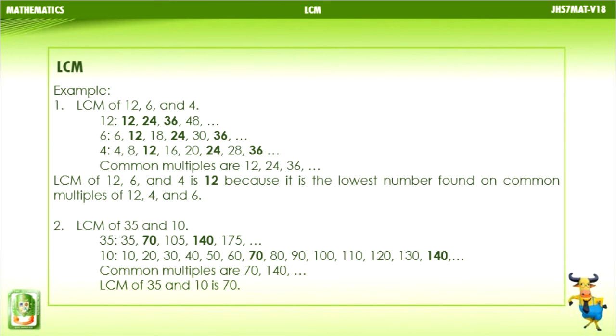2. LCM of 35 and 10. Listing the multiples of 35 and 10, we will notice common multiples. The smallest number from all the common multiples is the LCM. Therefore, the LCM of 35 and 10 is 70.